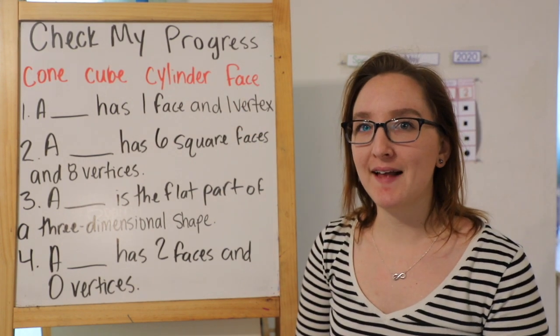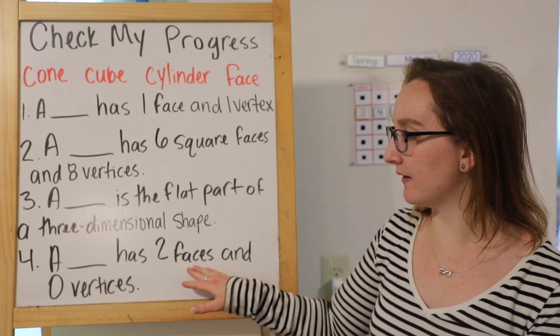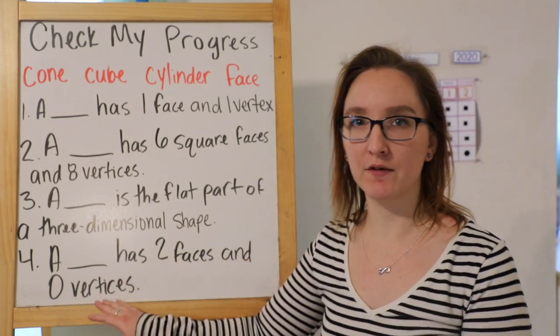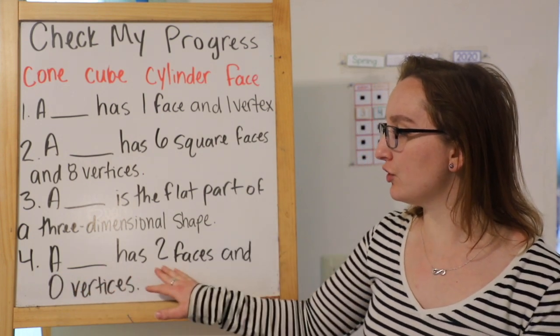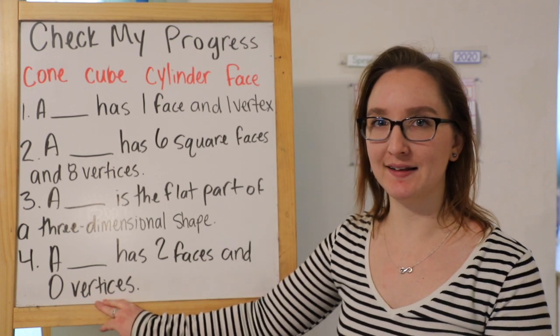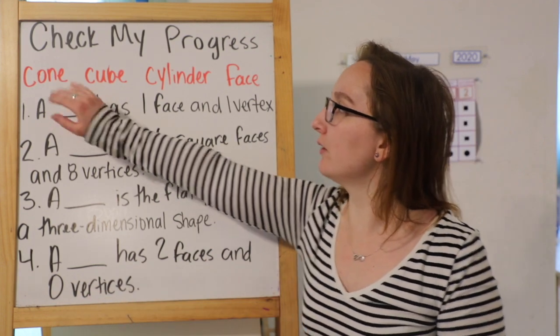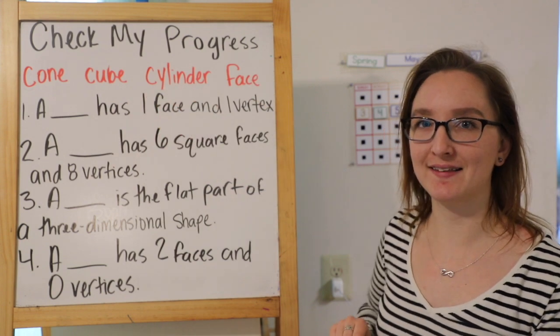Number 4 says a blank has 2 faces and 0 vertices. Is that a cone, a cube, a cylinder, or a face?